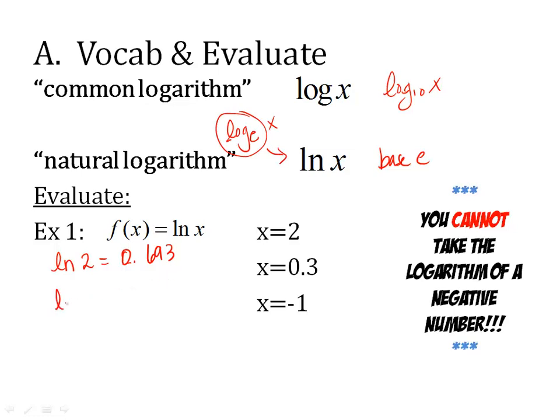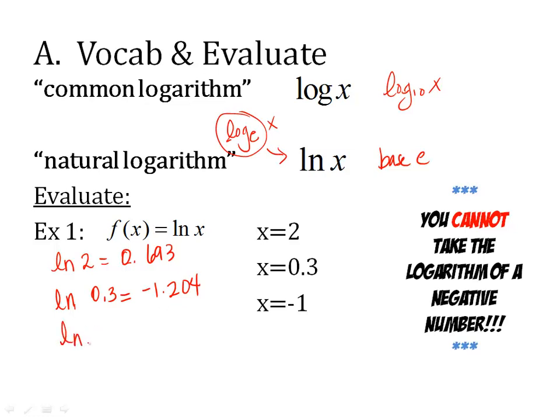In the next part, I'm going to find the natural log, remember the base e, of 0.3. So e to what power gives me 0.3? You're going to get negative 1.204. So my powers can be negative. Notice this. My powers can be negative.